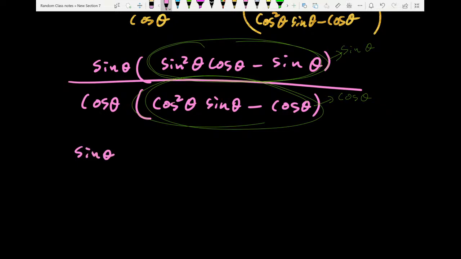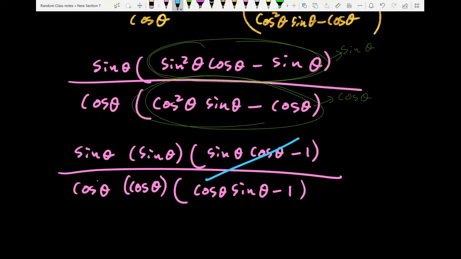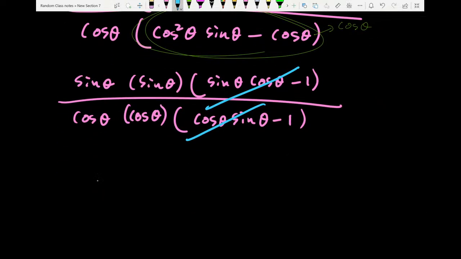Sine of theta, and I'm factoring out that sine. And what do I have left inside? Sine of theta, cosine of theta, minus 1. And then cosine of theta, cosine of theta. And I get, oh, look at that. Cosine of theta, sine of theta, minus 1. Look at this. This becomes what? Sine square of theta, cosine square of theta, which is what? Tangent square of theta.